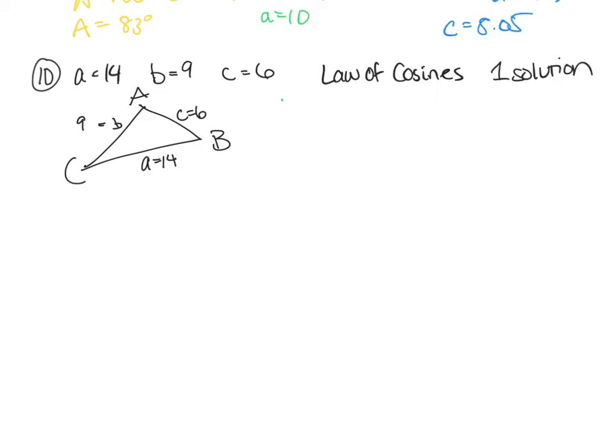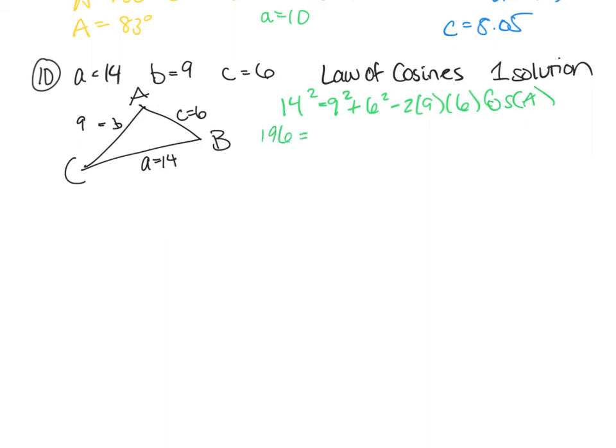So we'll have 14 squared is equal to 9 squared plus 6 squared minus 2 times 9 times 6 times cosine of A. I'm so sorry, I keep hitting something with my wrist. I have to be very careful about how I'm writing. Still getting used to this. So as you can see, I'm using the equation that has angle A in it, so just be careful of that. So we do all of our squaring.